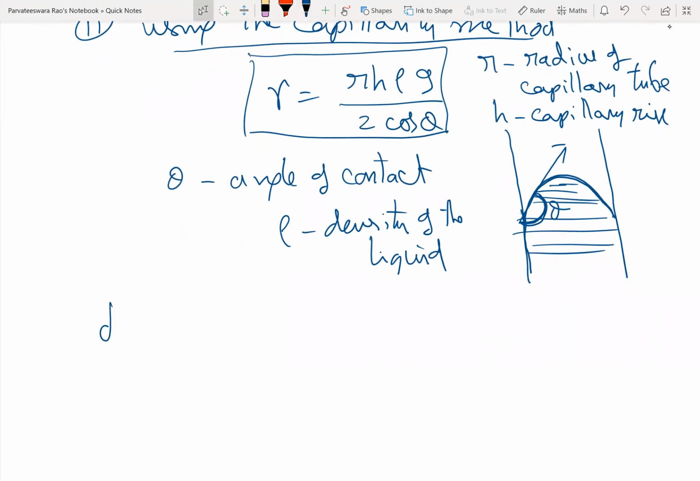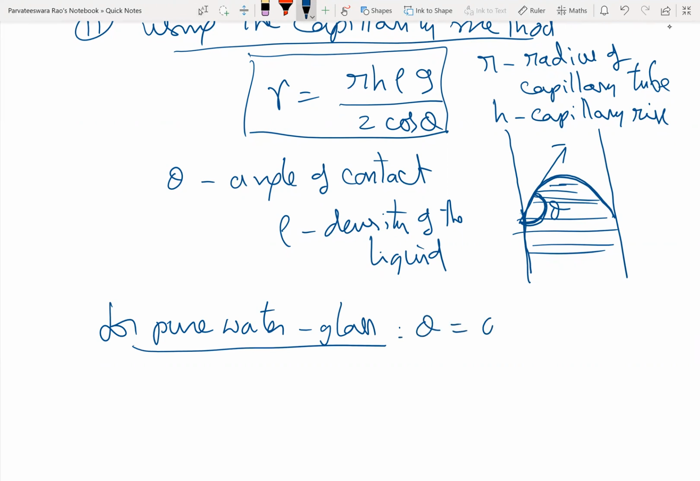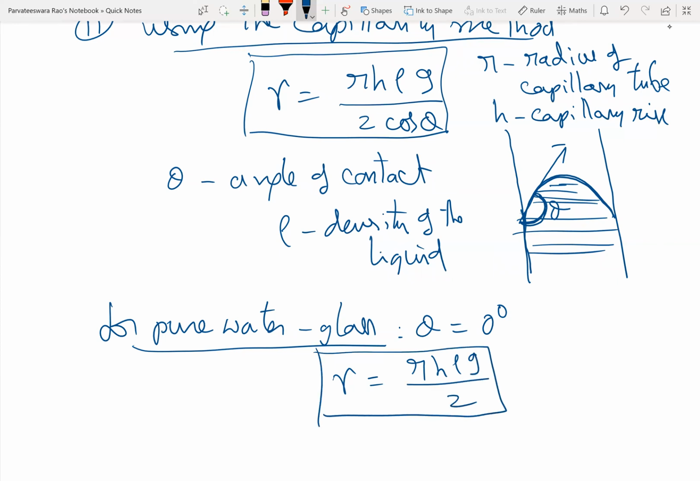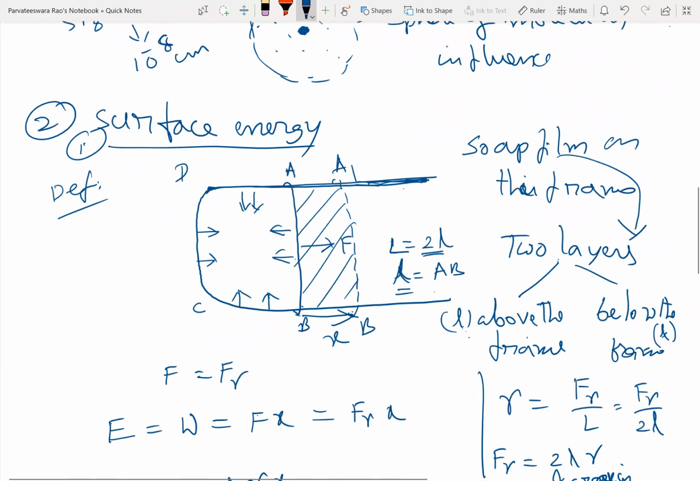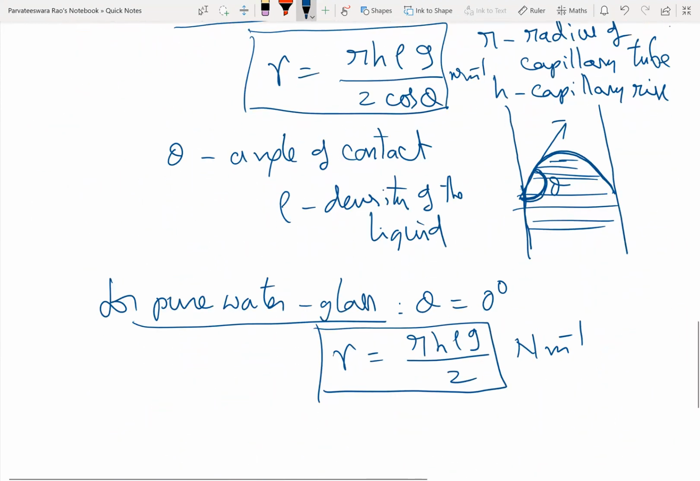So in this, for pure water in a glass container, theta is equal to 0 degrees. Therefore, gamma becomes r h rho g by 2. Units: newton per meter. So this is how we determine the surface tension of any liquid, not only water, any other liquid.